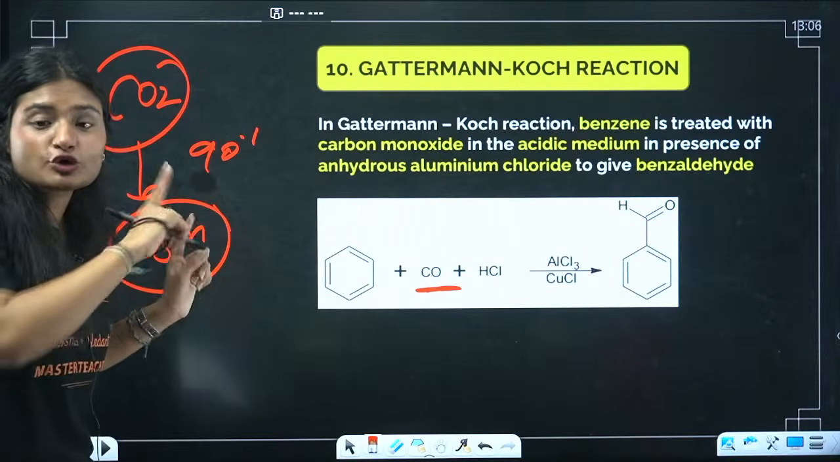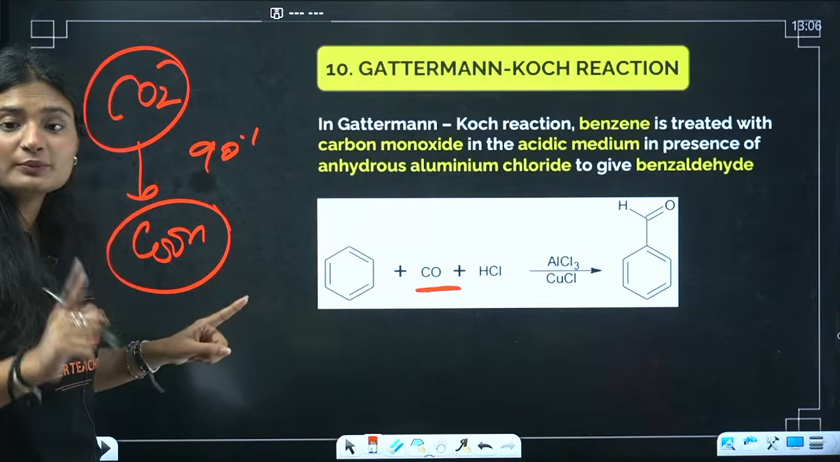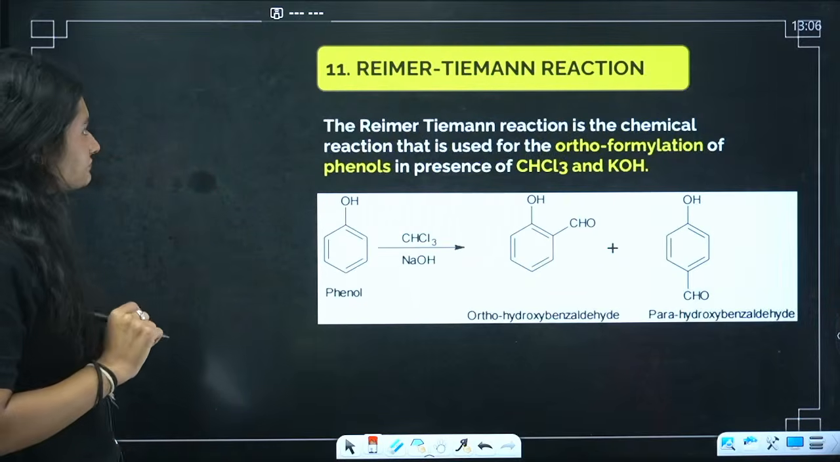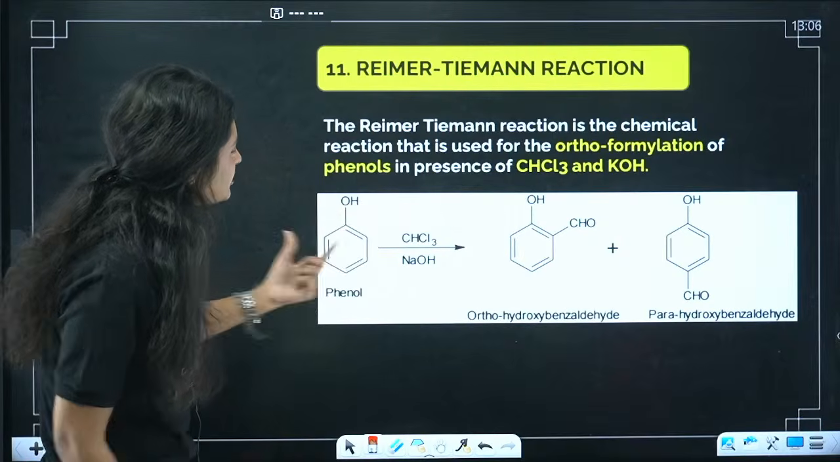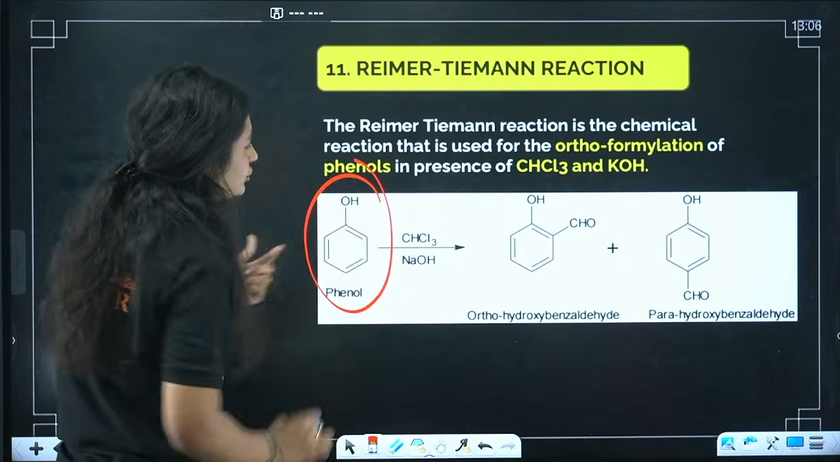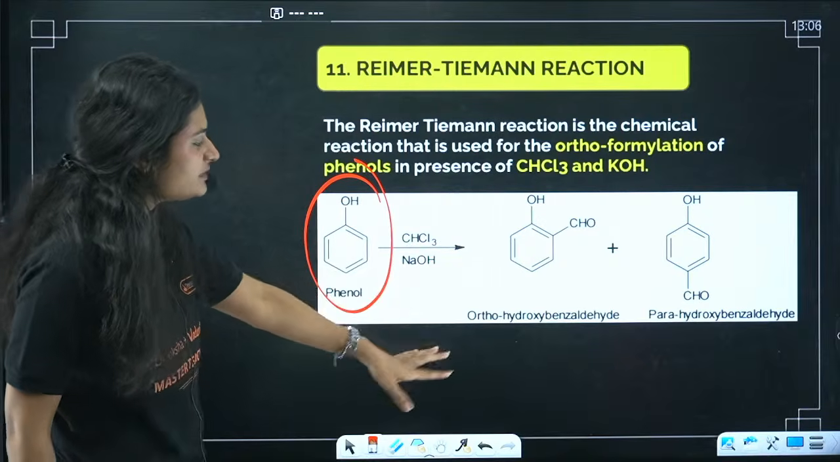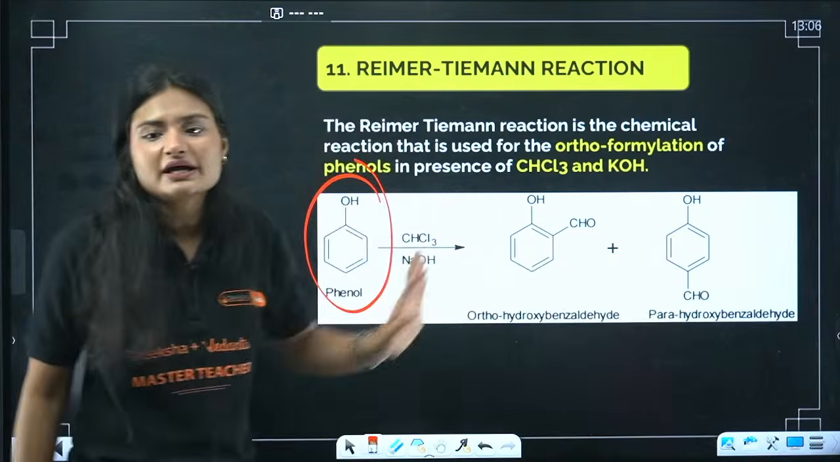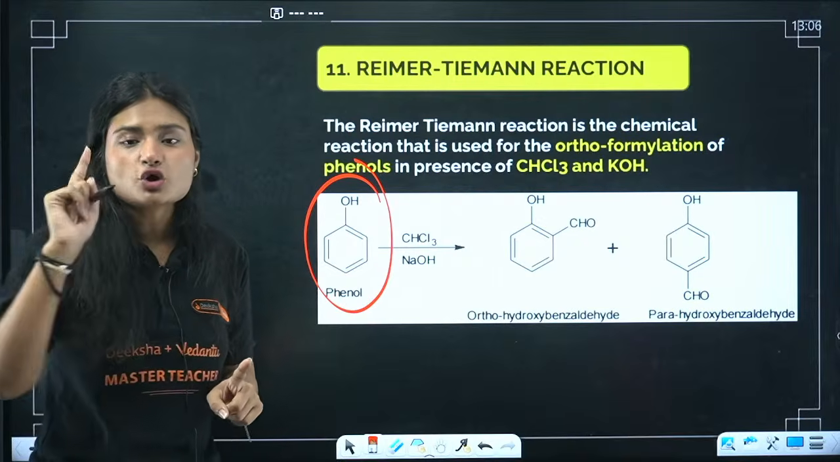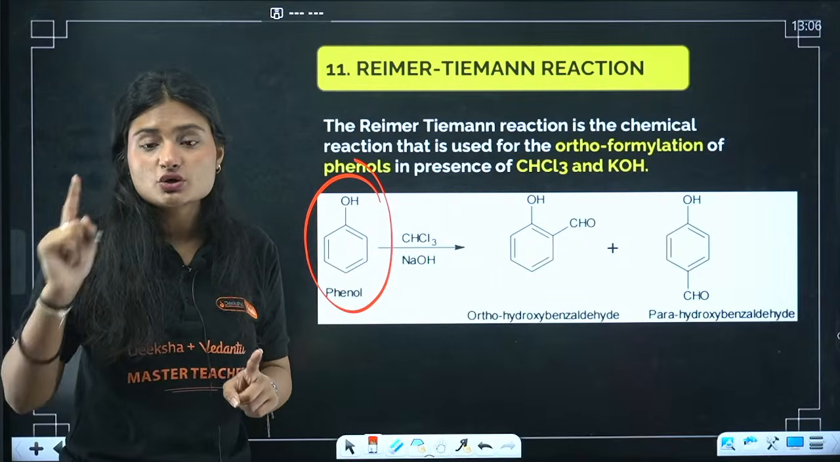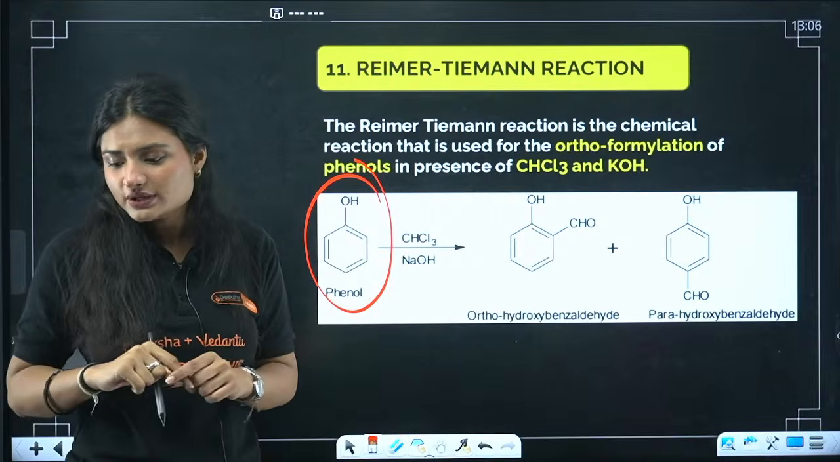Etard reaction was also there: chromyl chloride in CCl4. Next is the Reimer-Tiemann reaction, which is very easy. Whenever you have a phenol, if you treat it with chloroform and NaOH, we get ortho-hydroxybenzaldehyde or para-hydroxybenzaldehyde. So phenol gives this reaction to get converted into ortho and para-substituted benzaldehydes.